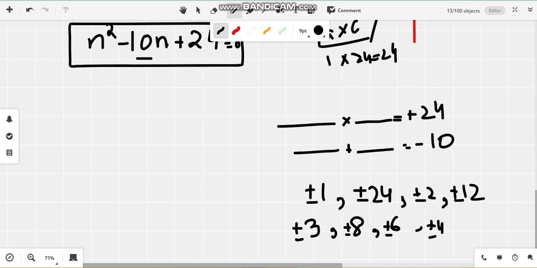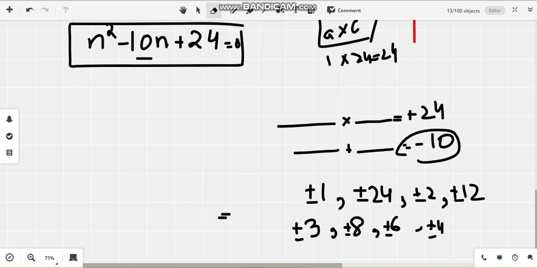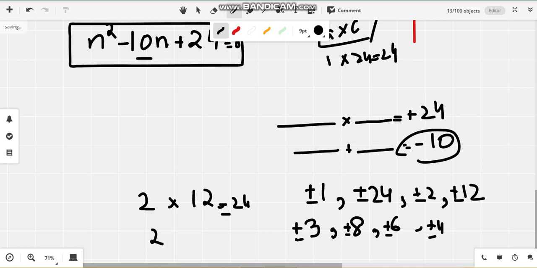If I'm taking 1 and 24, when you multiply 1 with 24, that gives you 24. But when you add or subtract 24 and 1, that's not giving you negative 10. So this factor we will not use. Then we will select another one. 2 and 12 we are using. 2 times 12 we know is 24. But when you add 2 and 12, that gives you 14. That's not giving you 10. So this one we will not use.